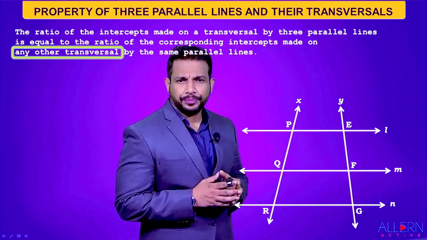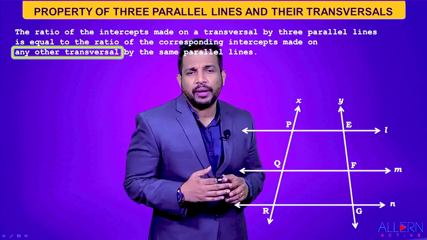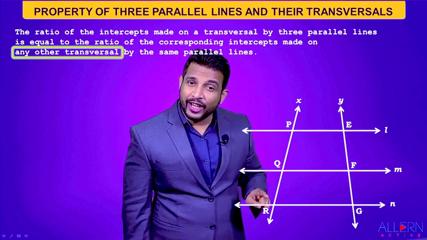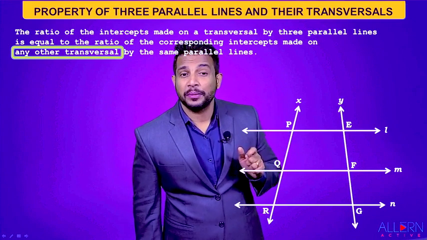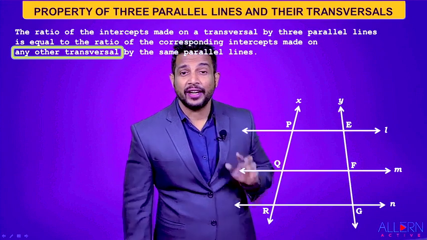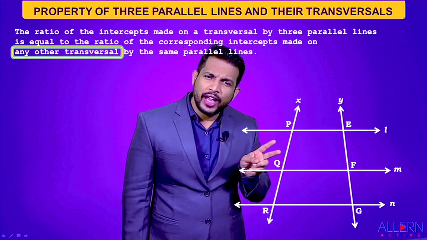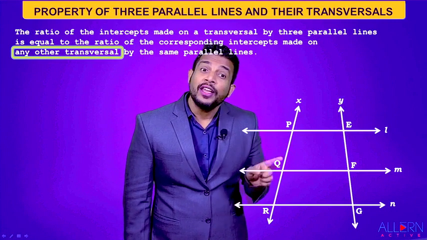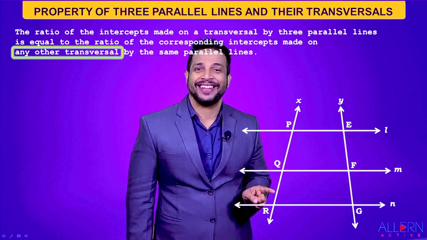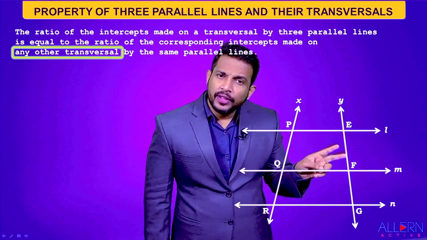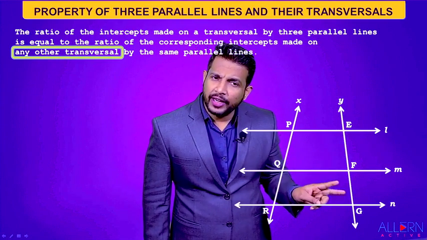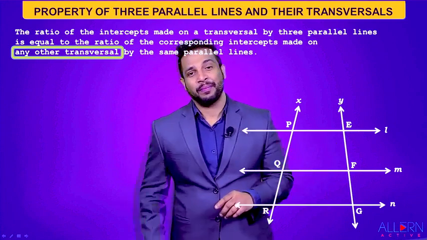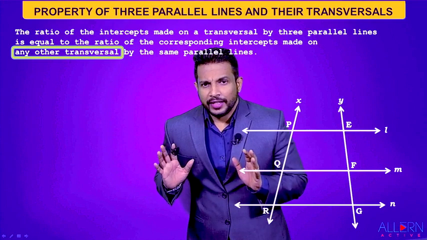Now understand one thing before we get into this statement. If I ask you, on this transversal, which are the intercepts formed by lines L, M and N? How many intercepts? We will say, yes, we have an intercept PQ. We have another intercept QR. Do we have one more? Yes, we have one more, that is PR. Remember that. Then, we have an intercept here, EF, then another intercept FG, and we have another intercept that is EG. Remember that, right? Is that clear?